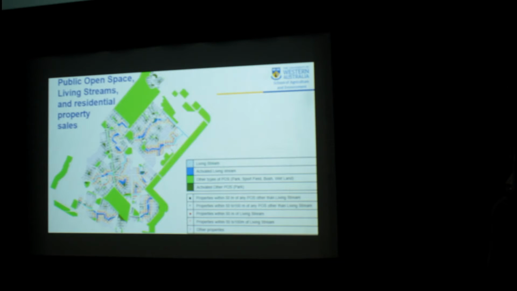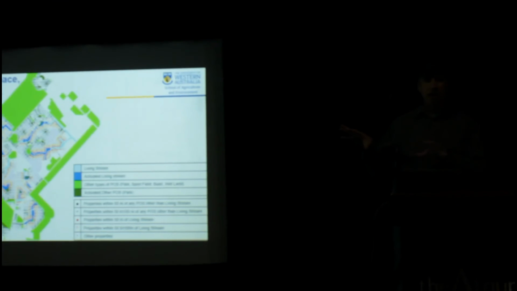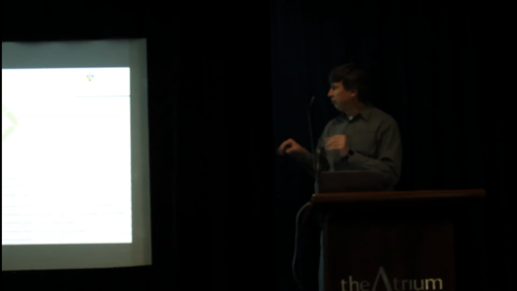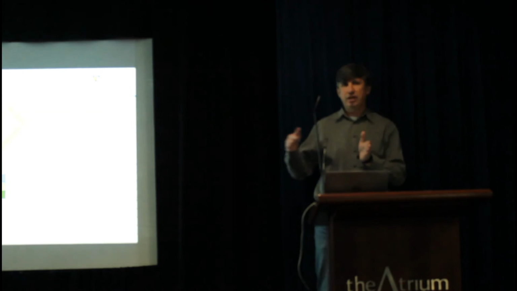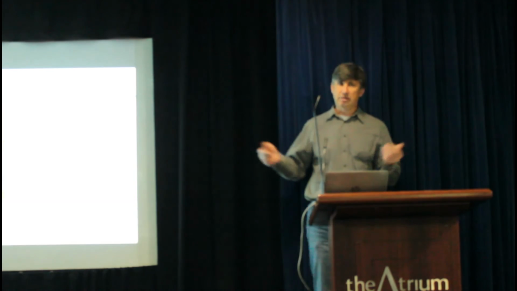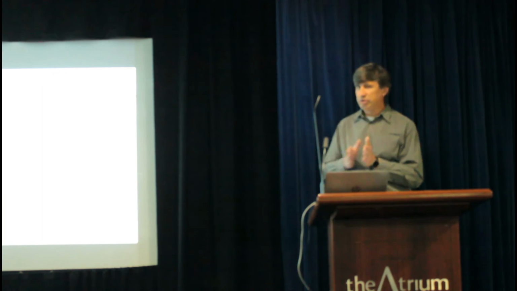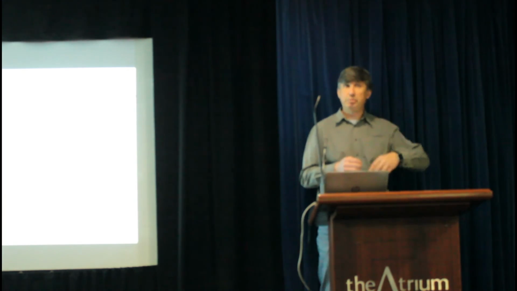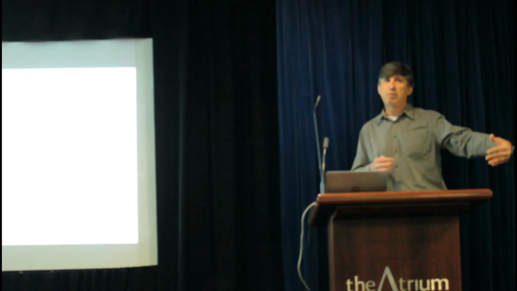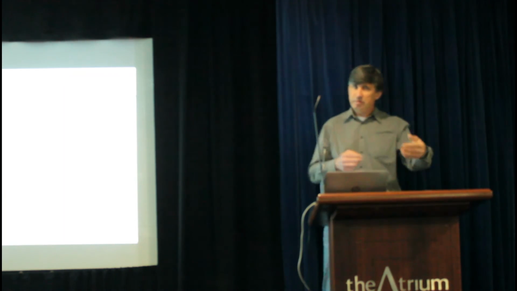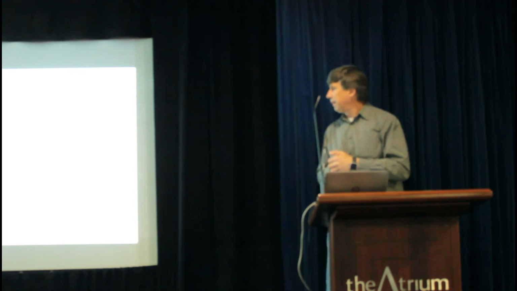Black would be within 50 meters of public open space, gray would be 50 to 100 meters, and we looked at how far this impact would be. If you took about 100 meters, half of the lots or houses in this area would be within 100 meters of public open space. Going farther doesn't make sense because almost everything would be covered within 200 meters. Within 50 meters would be as if you were immediately adjacent to public open space or living stream, and within 100 meters would be like the second row, kind of.